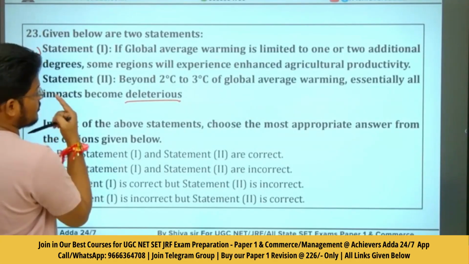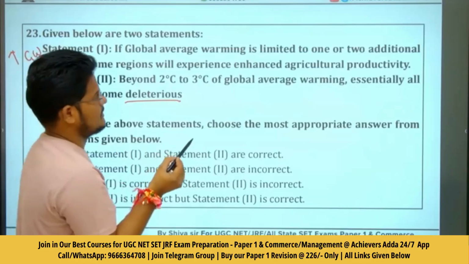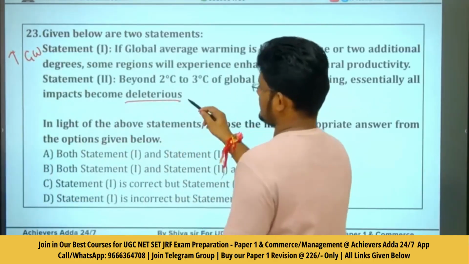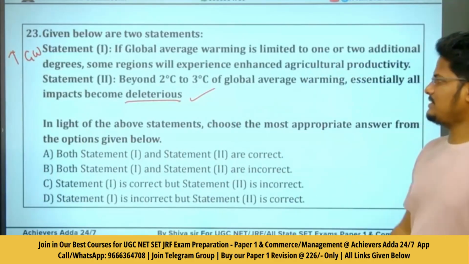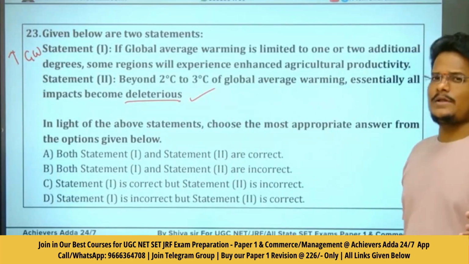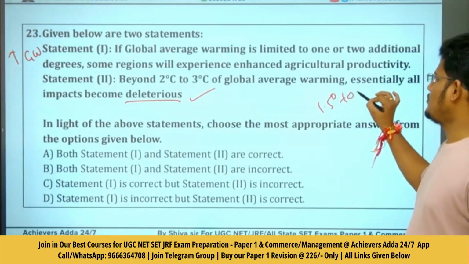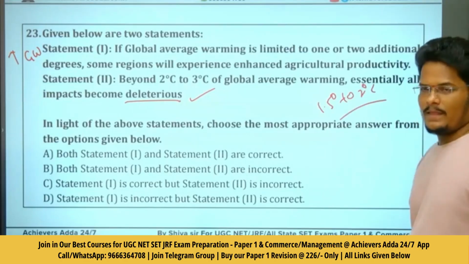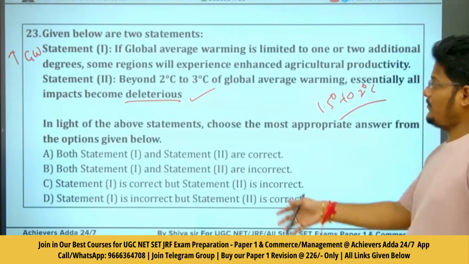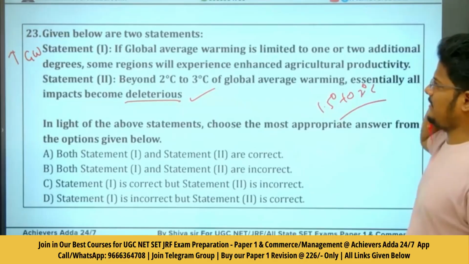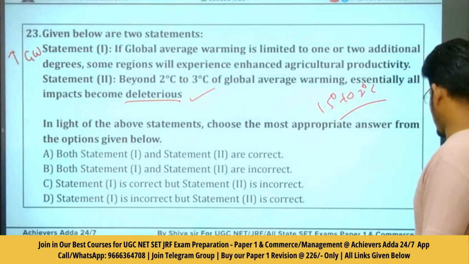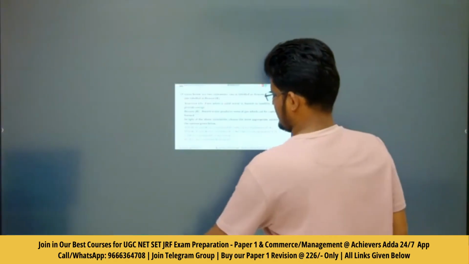beyond 2 to 3 degrees Celsius of global average warming, it will be dangerous, because this is the maximum temperature. Actually, as per the Paris Agreement, 1.5 degrees Celsius to 2 degrees Celsius is the maximum. This itself is more. And if you go up to 3 degrees Celsius, it will be too dangerous in nature, obviously, with high temperatures.